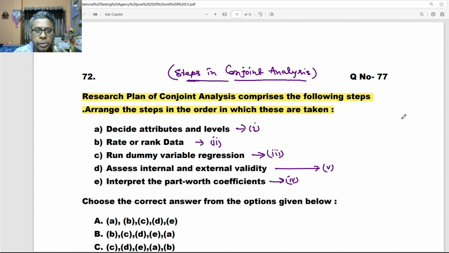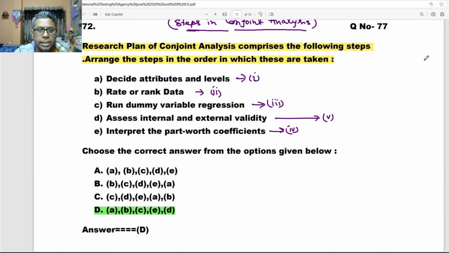The next question is based on conjoint analysis, the steps in conjoint analysis. This is also called qualitative research. The research plan of conjoint analysis comprises the following steps. Arrange these steps. Step 1: decide attributes and labels. Number 2: rate or rank. Number 3: run dummy variable regression. This 1, 2, 3 is the correct sequence.